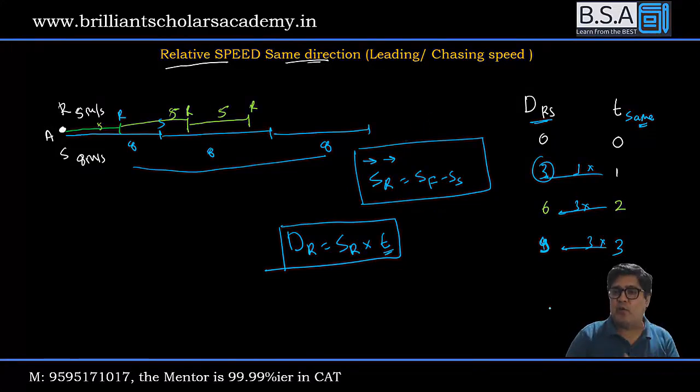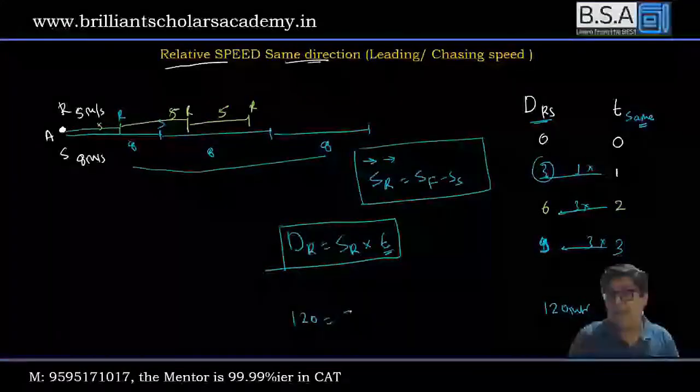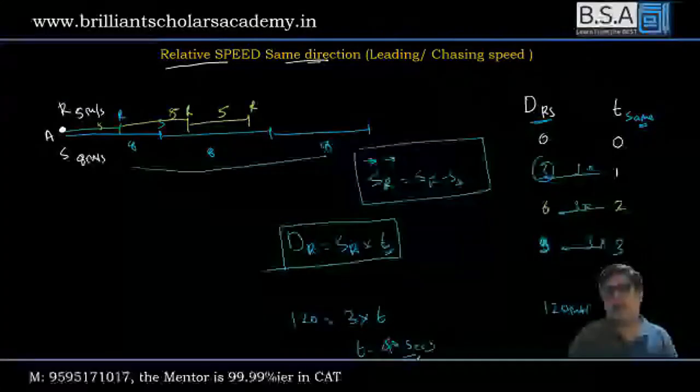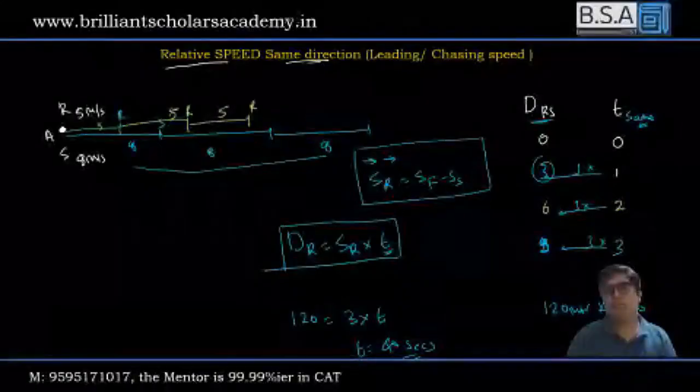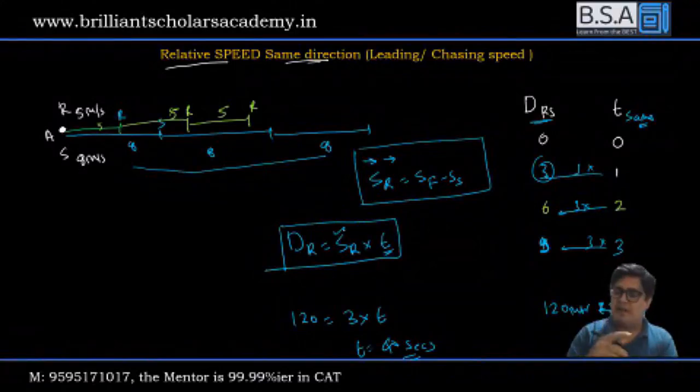I want to know, when can the gap be 120 meters? So you want the gap to be 120 meters. What is the speed gap? 3. You want to know what time it will take? It will take 40 seconds to achieve that. Please observe, I'm dividing it by 3. So it does not matter where they are individually. That is the benefit of understanding relative speed. In the same direction, speeds are subtracted. Write it down somewhere.